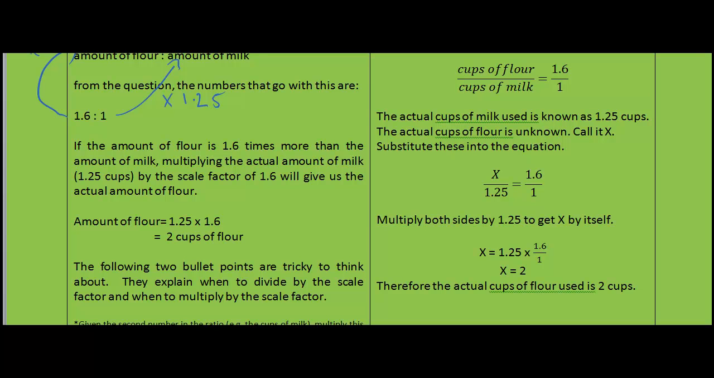To get x by itself, we multiply both sides by 1.25. This will give us x by itself equaling 1.25 times 1.6 divided by 1, which then works out to be 2. So once again, we find out that the actual cups of flour used is 2 cups, except this time we used an algebraic method.